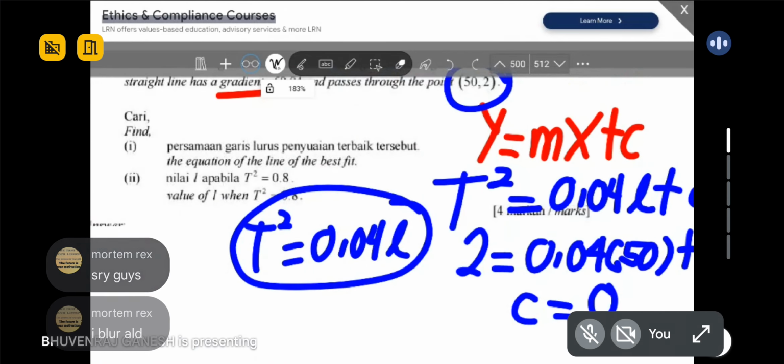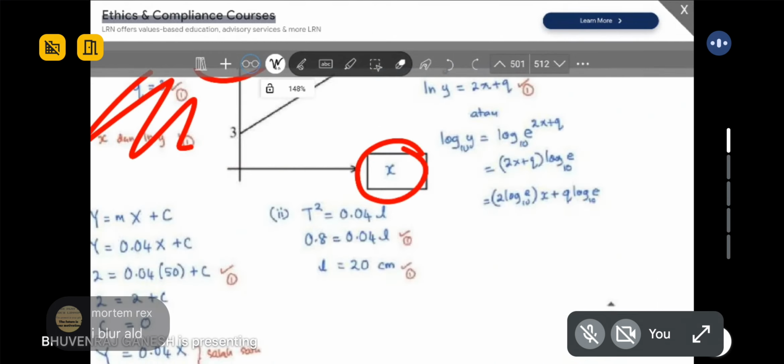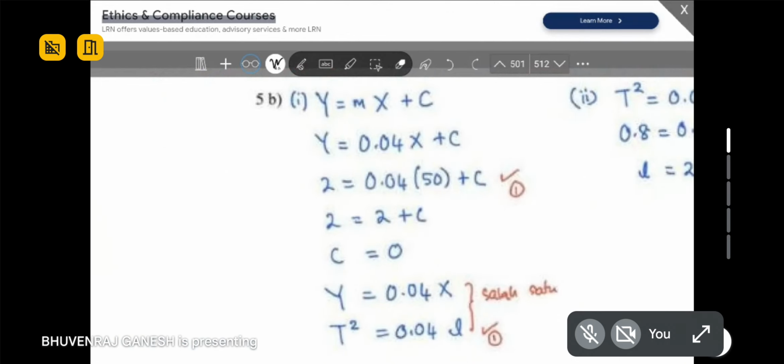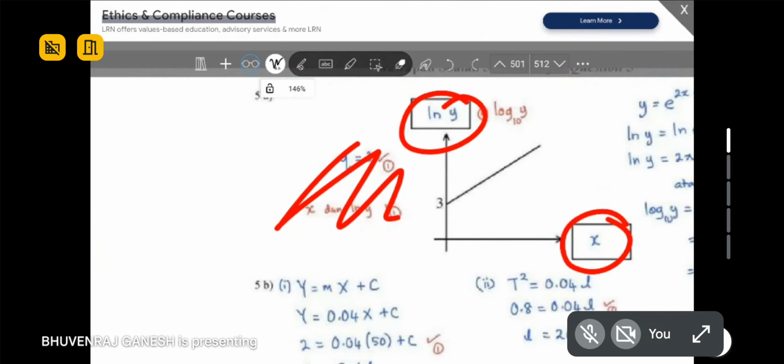Okay, so T square is 0.04 L. All right. So you will get this one over here. So this is your answer. Okay, so just 2 marks. Very straightforward.